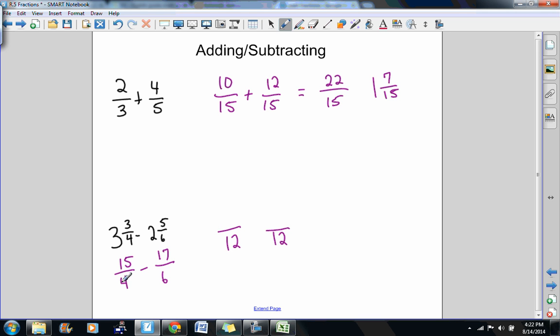And so I do 4 times 3 for 12. 15 times 3 is 45. And then I do 6 times 2 is 12. 17 times 2 is 34. I subtract these together, and I get 11/12. And I do not need to convert that one, so there are my 2 answers.